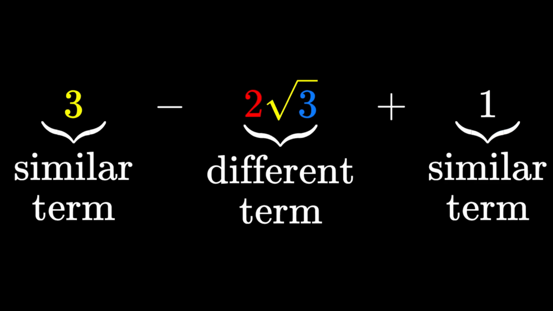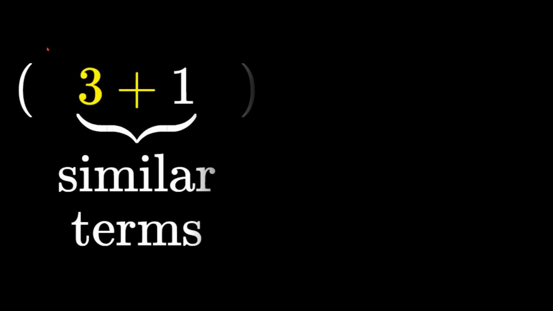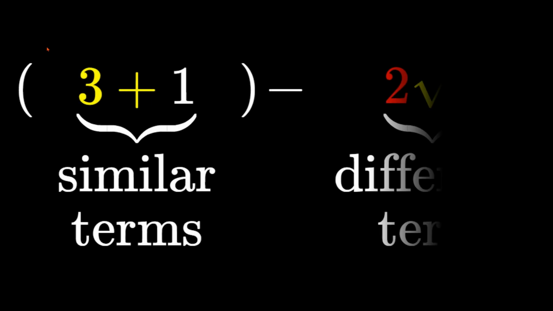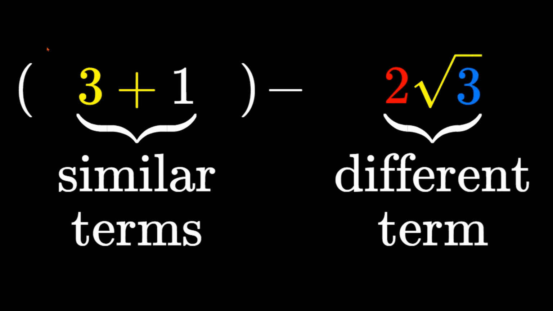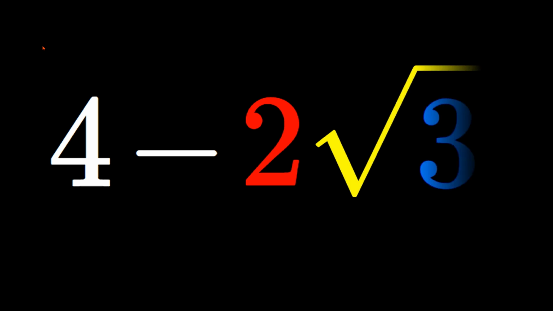Notice that the 3 and the 1 are like terms. We can add them. The middle term is not like the other two because it has a square root in it. This will give us 3 plus 1 as the first term and -2 times the square root of 3 as the second term. So we end up with 4 minus 2 times the square root of 3.